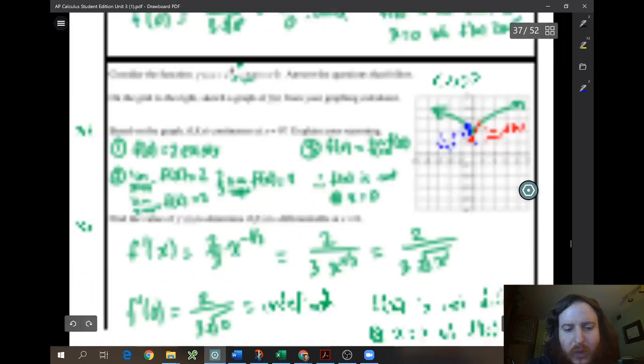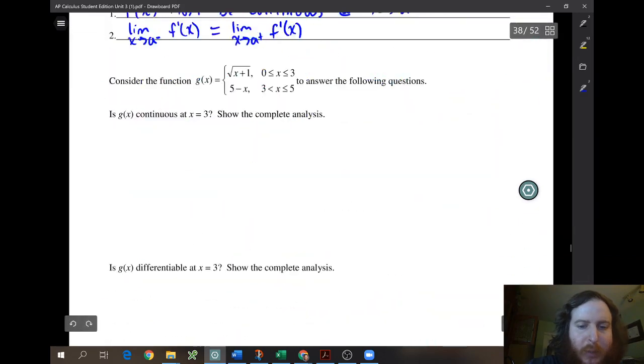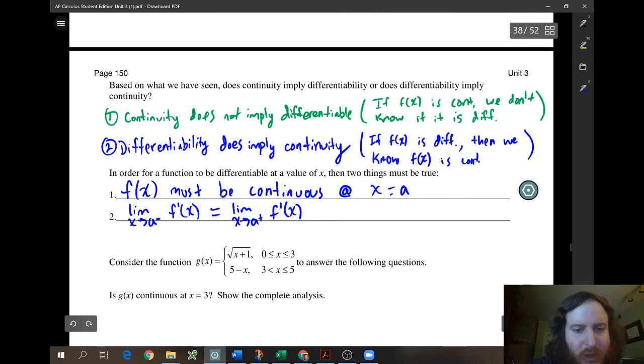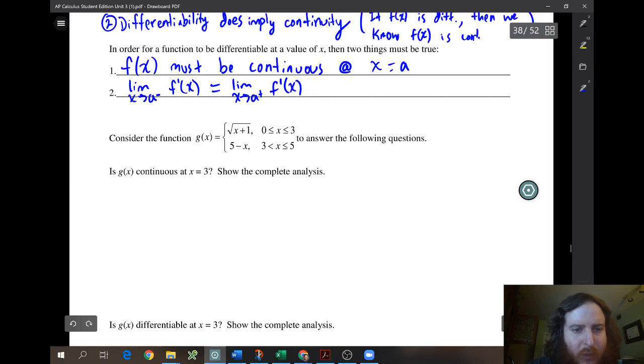Now, can we do what we just did and take the derivative and plug it in and get undefined? Absolutely, that works. But for piecewise functions, which these are going to be really popular with piecewise functions, we are going to have to take the left derivative and the right derivative. So we'll kind of show what this looks like. So consider the function g of x equals the square root of x plus 1 for 0 less than or equal to x less than or equal to 3 and 5 minus x. Now, to show that it's differentiable, our first step always must be to show it's continuous.